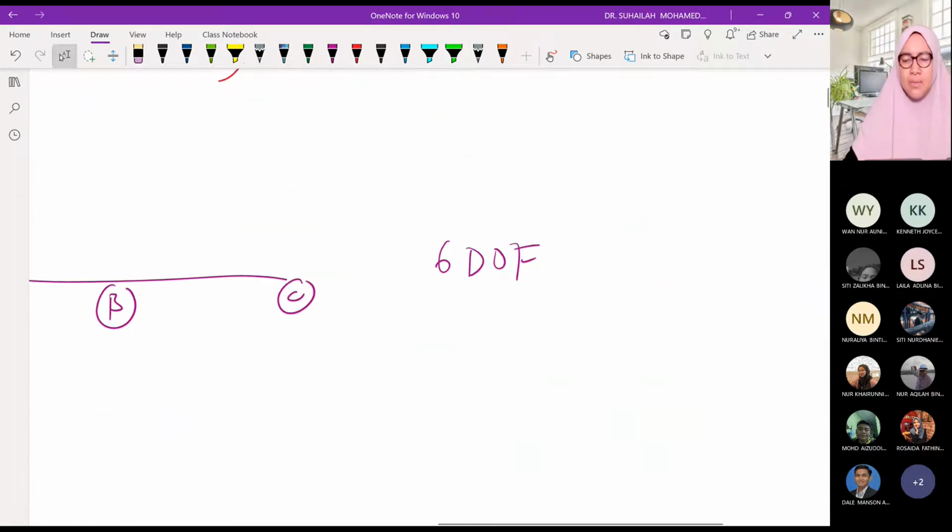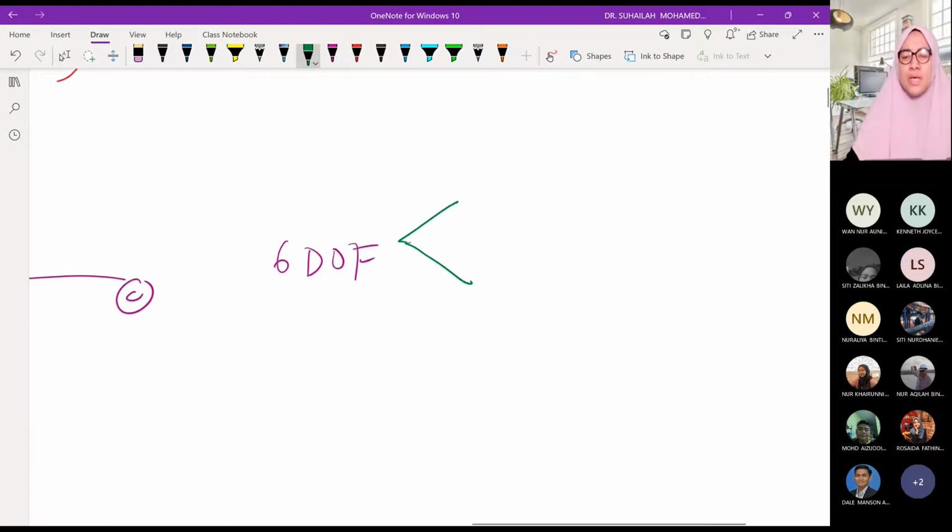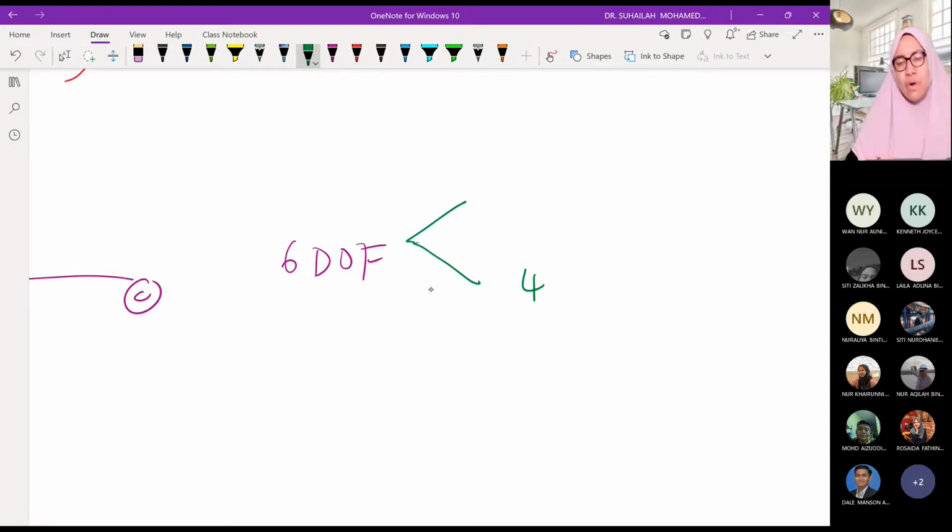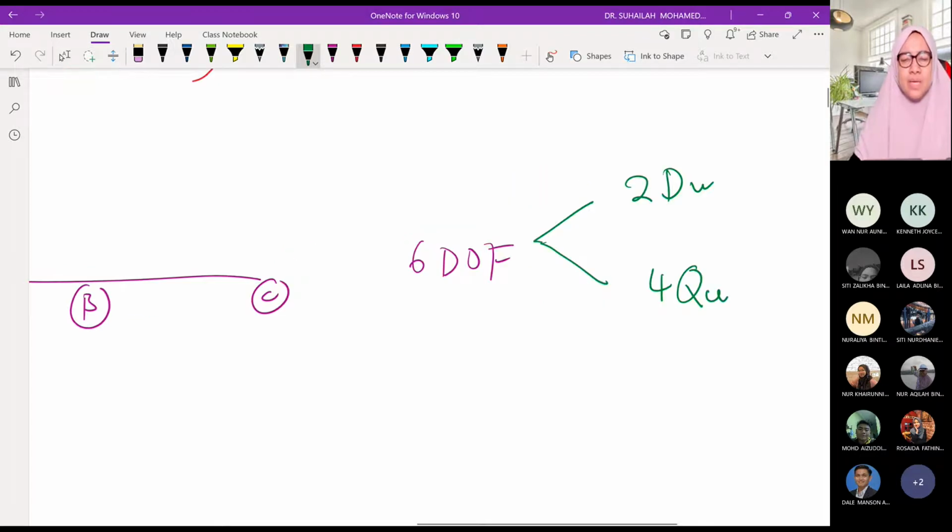So from the 6, we divide into 2. We get 4 unknown reactions. Then we have another 2 unknown displacements. So the total will be 6.